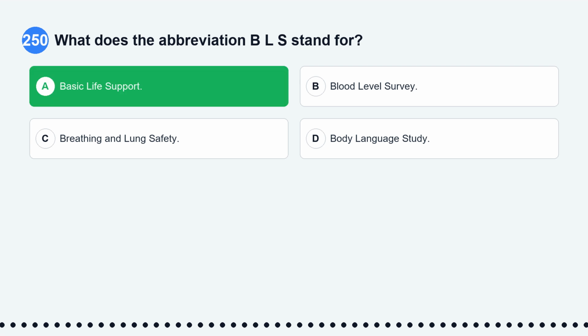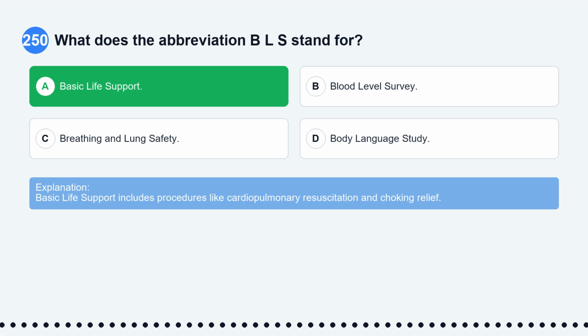The correct answer is option A. Basic Life Support. Basic life support includes procedures like cardiopulmonary resuscitation and choking relief.